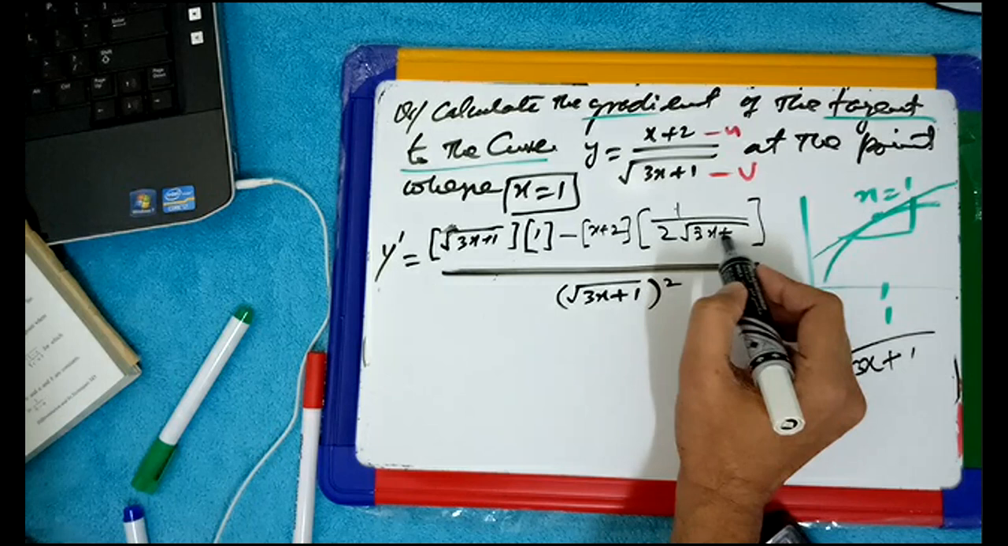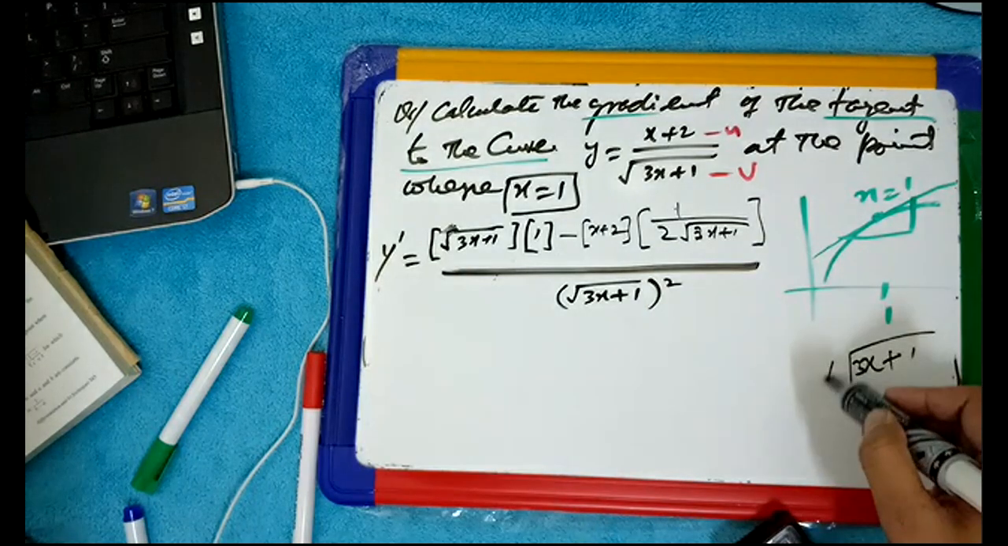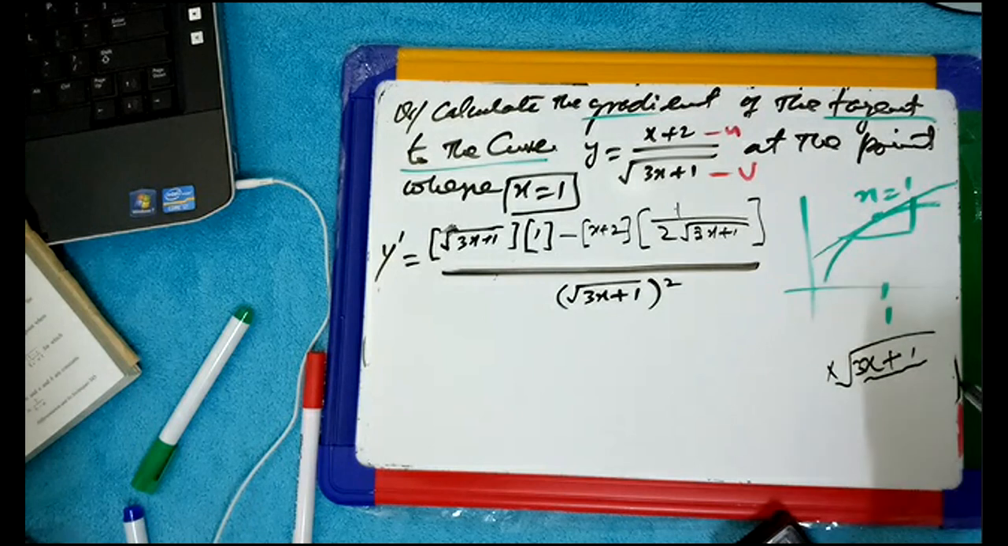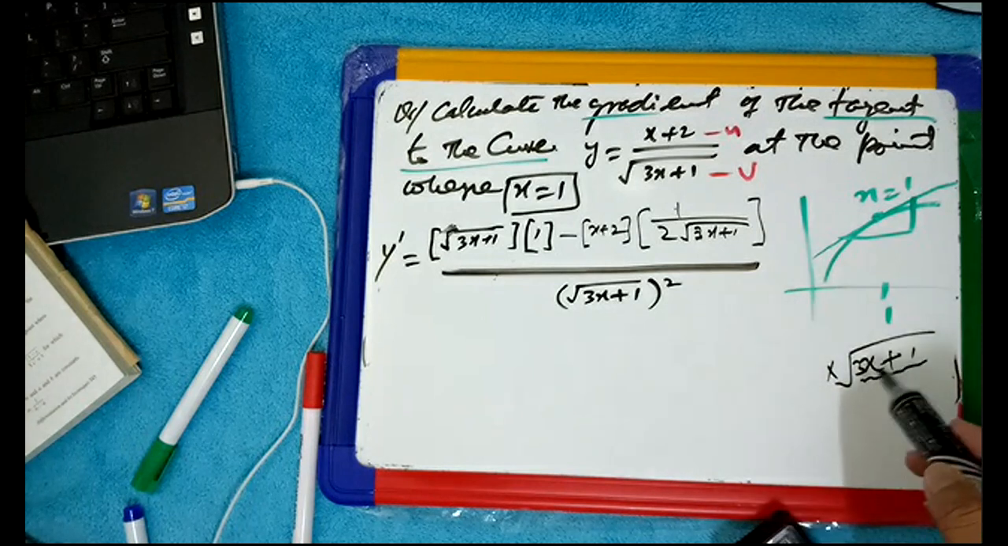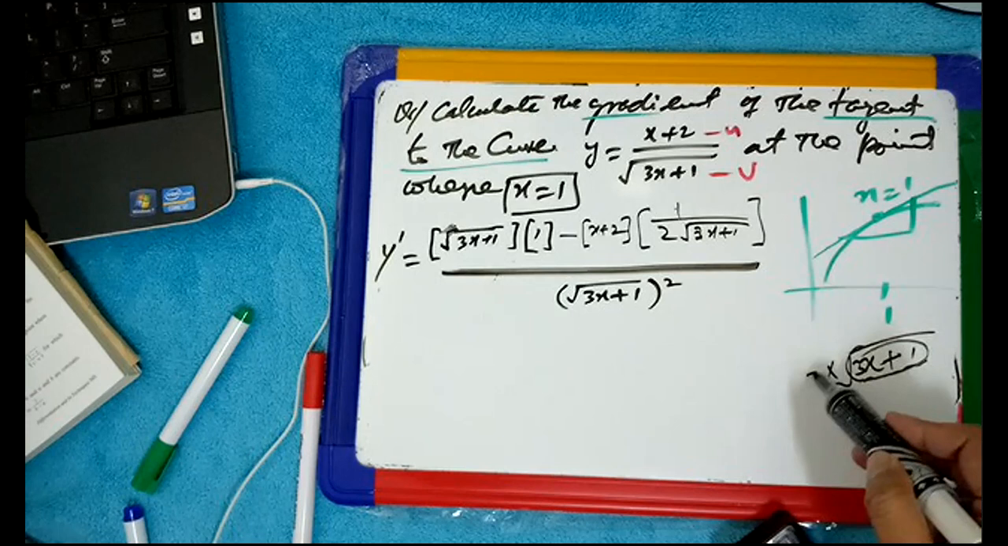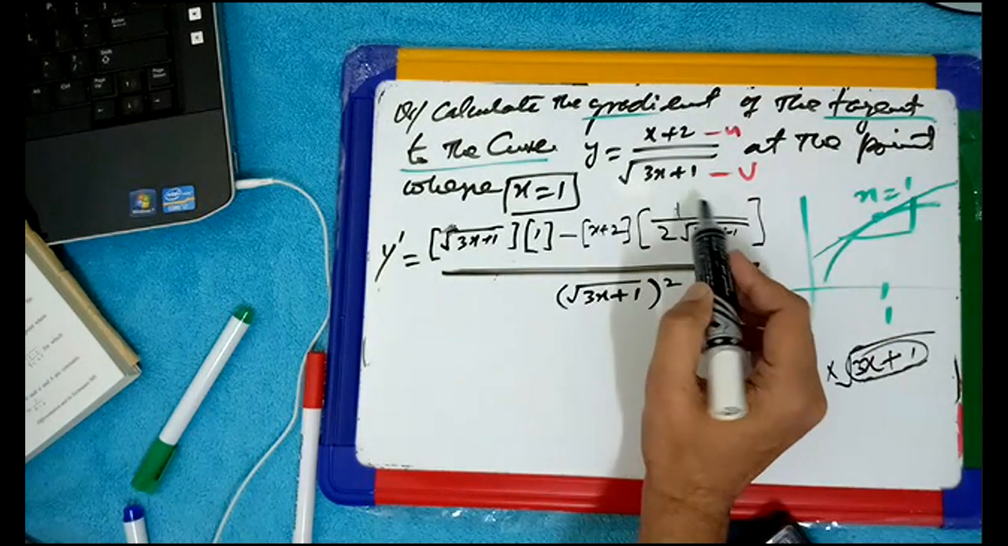And you write the derivative of the inner function beside this one. The inner function this time is 3x plus 1. What is the derivative of 3x plus 1? I'd say it's 3. So you will write 3 over here. Do not forget it, okay?